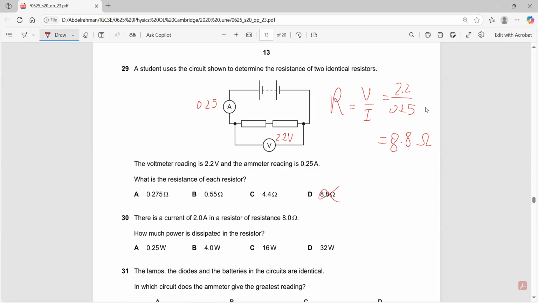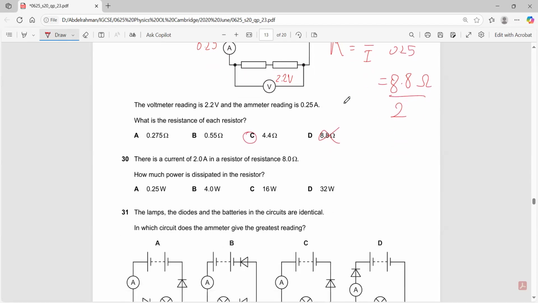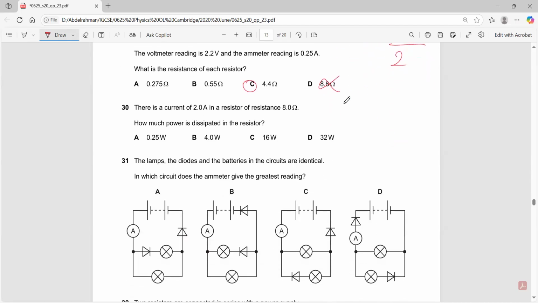Why? Because you have two resistors. So 8.8 ohms is the resistance of both resistors together. You have to divide by 2, giving you 4.4 ohms. There is a current of 2 amps in the 8 ohm resistance. How much power is dissipated in the resistor?